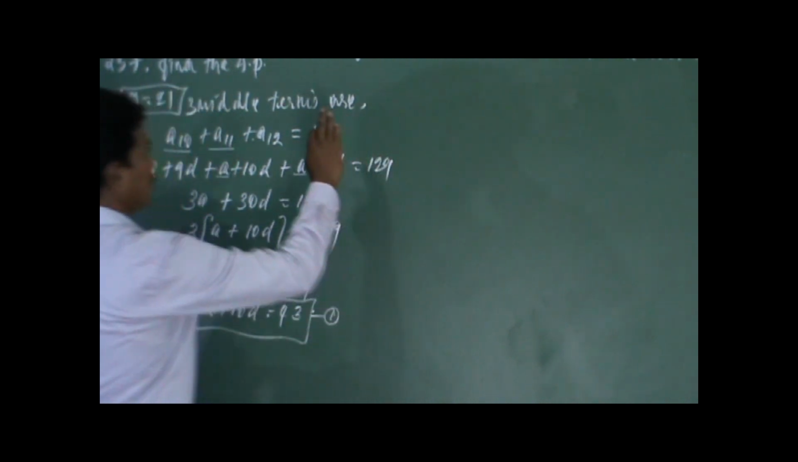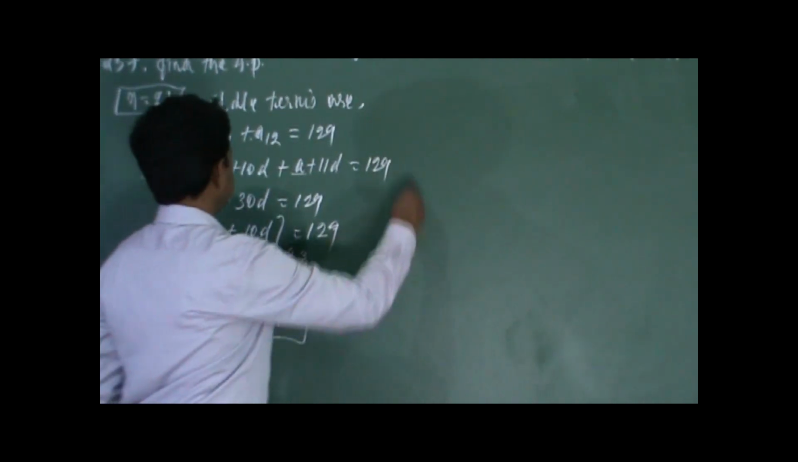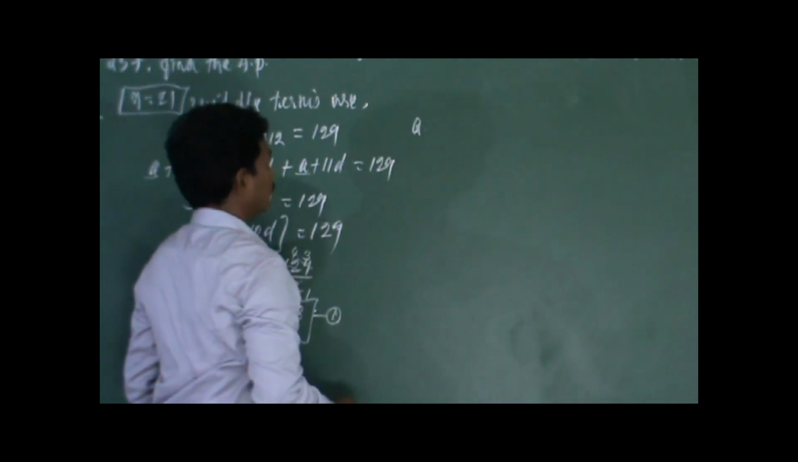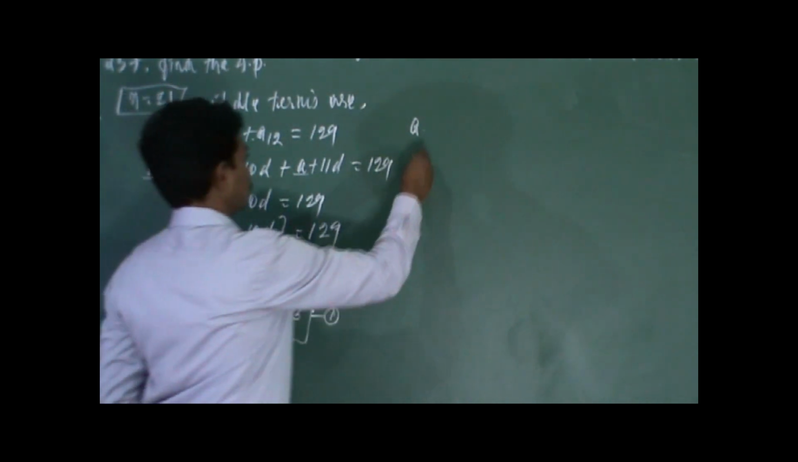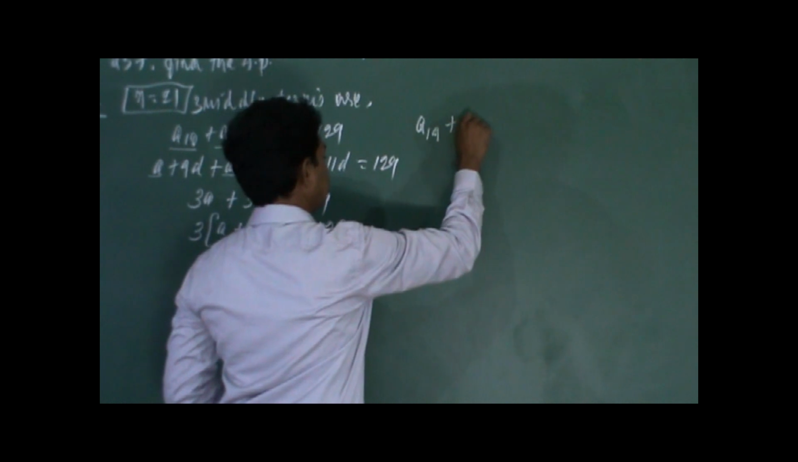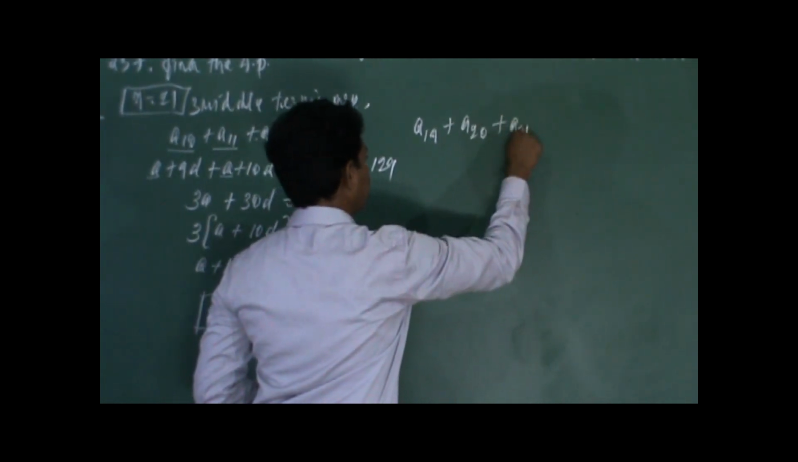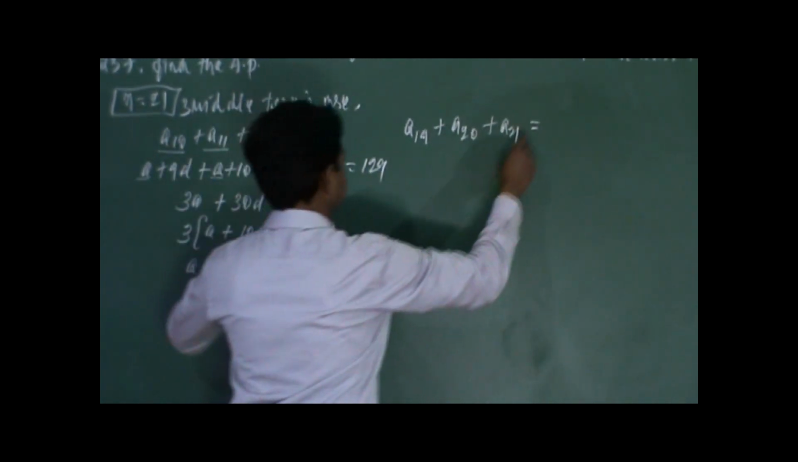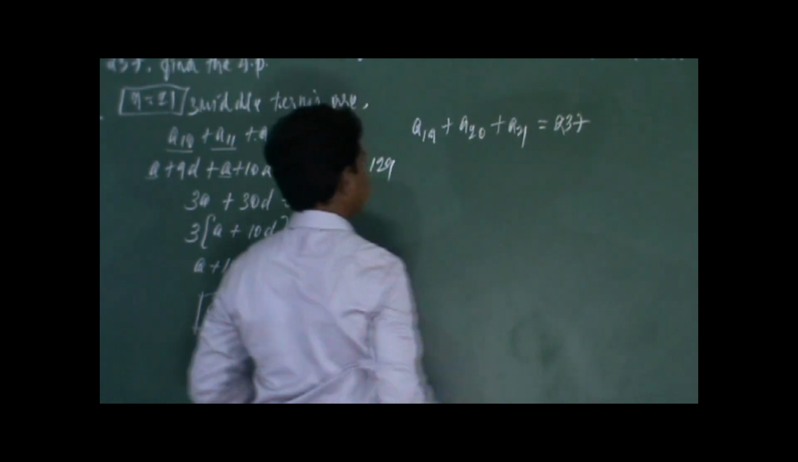You can also write A plus 10D equal to 43 as A11, if you want. Now let us go with the second condition. The sum of the last 3 terms is 237. Out of 21 terms, the 21st term is the last term, then the 20th and 19th. So A19 plus A20 plus A21 is equal to 237.